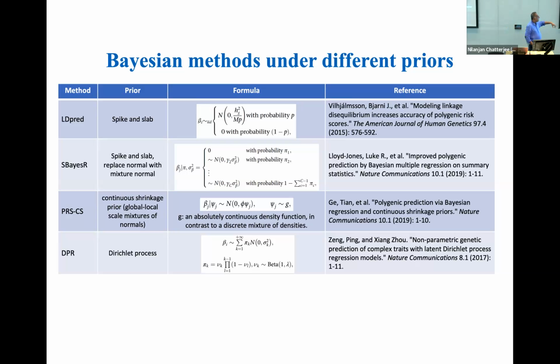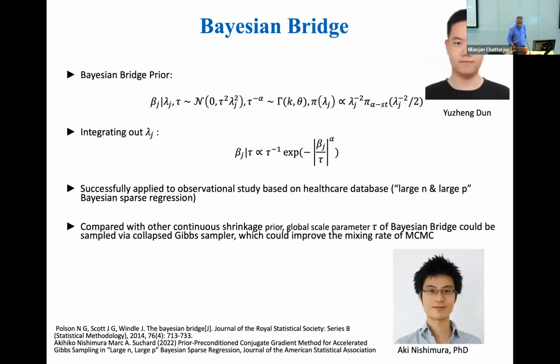More recently, there has been an extension where instead of a discrete mixture of normals, you use a continuous mixture of normals. If you look at the mixtures, you are allowing for different normal distributions with different variance components, with a certain probability for each variance component. The idea here is that you can use a continuous mixture on the variance component. That's called PRS-CS, and there are also non-parametric methods that have been proposed.